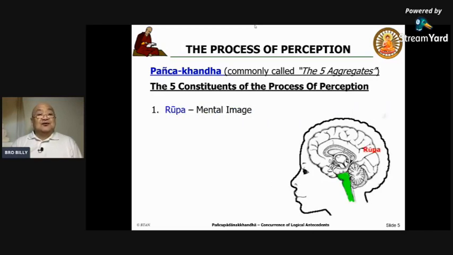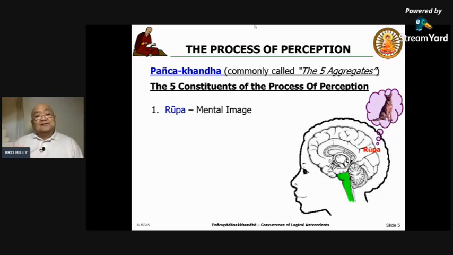What are the 5 constituents? The first is rupa. Rupa is this mental image that arises in our mind when we see, hear, smell, taste, or touch anything. There is a mental image. Or even when we think of something from memory, from imagination, there is a mental image arising. The mind is basically a continuous flow of mental images. So when we are conscious and awake, the mind is continuously producing mental images. Right? So this is really rupa.